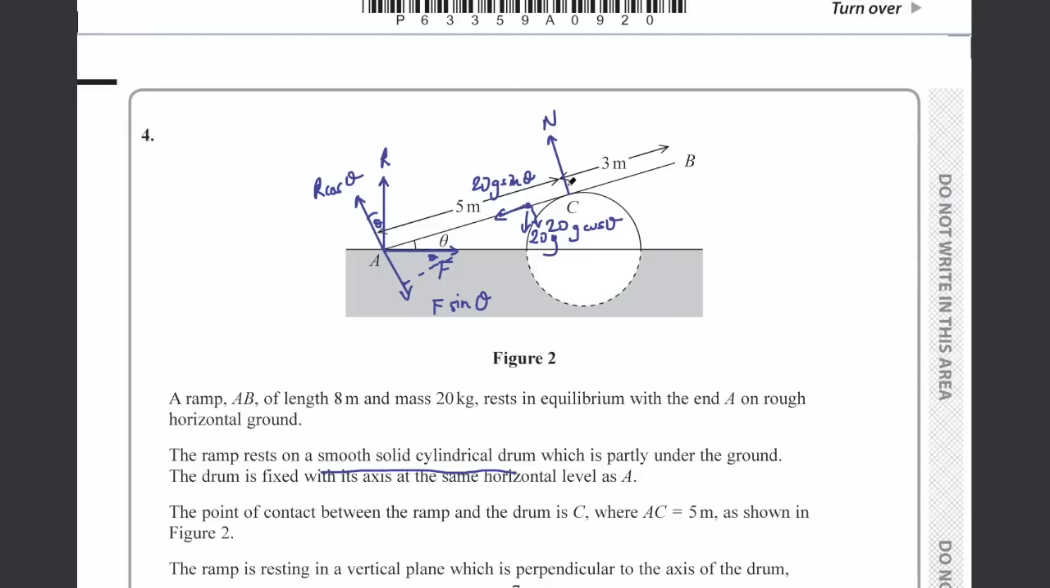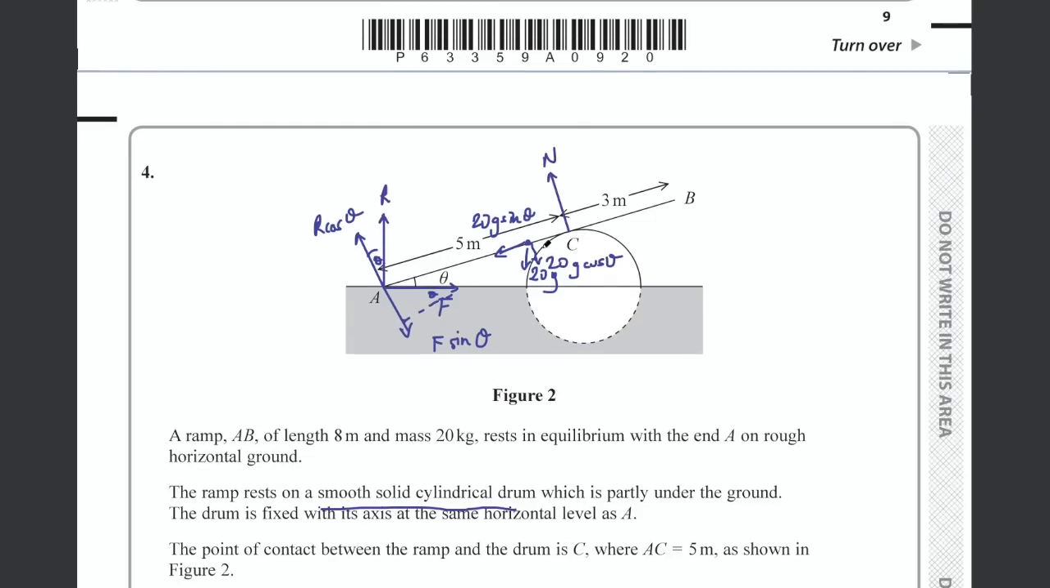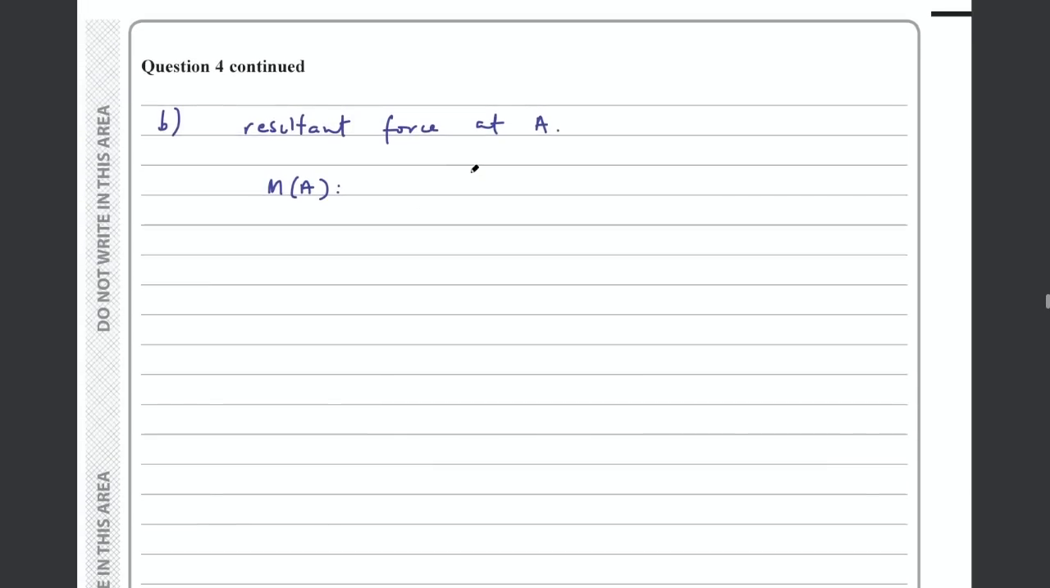So taking moments around A, the only force going anti-clockwise is the normal force at C, and the only force going clockwise is the perpendicular component of weight, so 20g cosine theta. We need to set them equal to 0 if we multiply them by the distance from A. The total length of the rod is 8 meters, therefore the distance from the center of mass is 4 meters. So multiplying this by 4, this is going to be 5 times N. So we can say that 5N is equal to 20g cosine theta times 4 is distance from A.